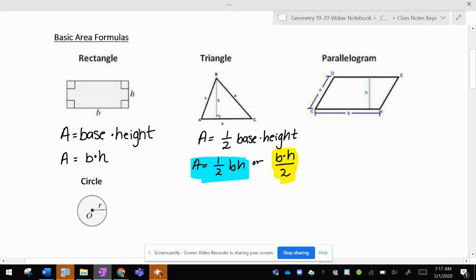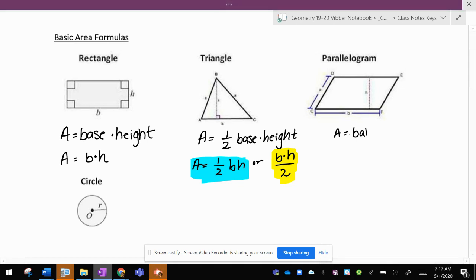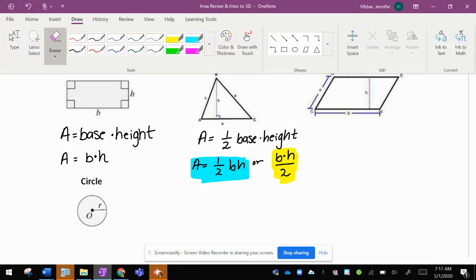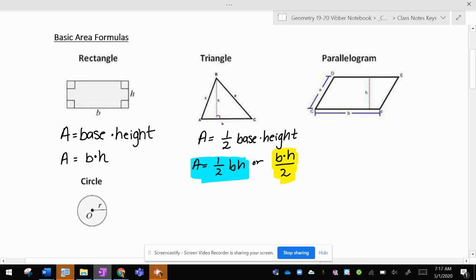And then when we come over here to a parallelogram, it actually has the same area formula as a rectangle, and it's going to be base times height, not divided by 2, just base times height. So now when we come over to a parallelogram, the area of a parallelogram is actually the same as the area of a rectangle. It's just base times height.